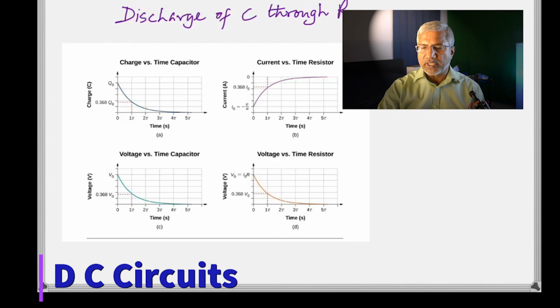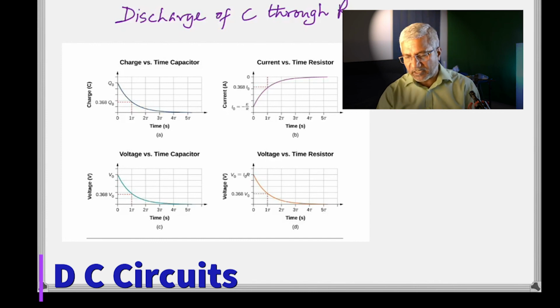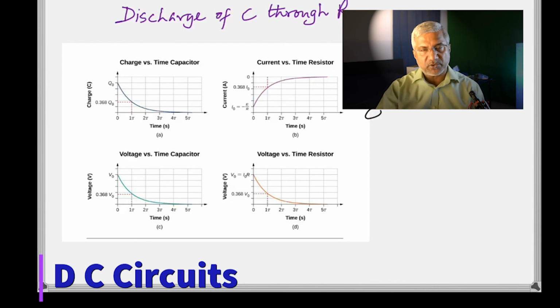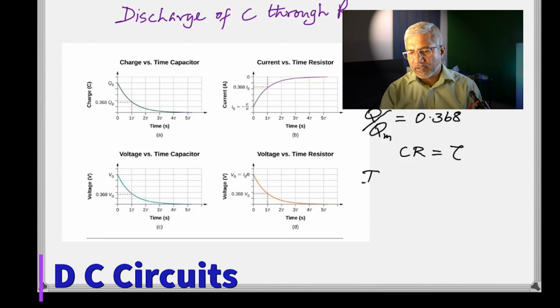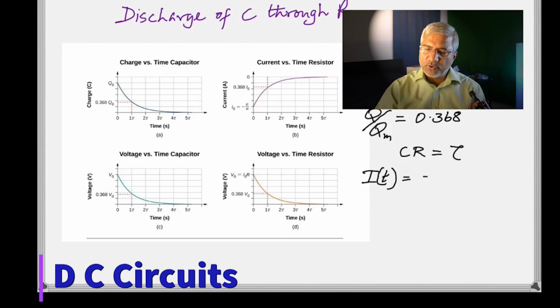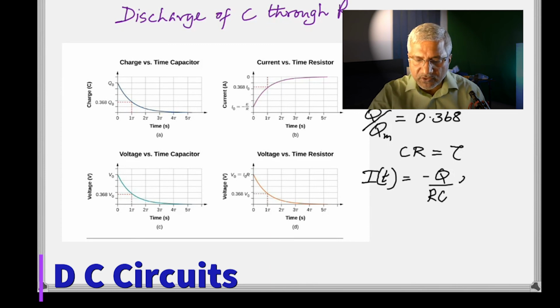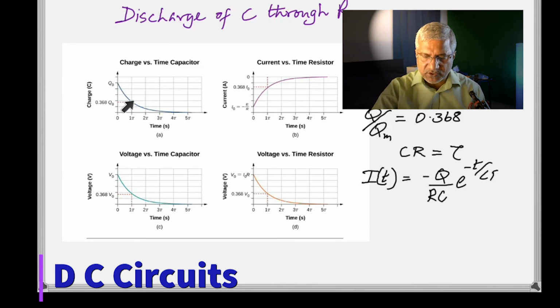So you get Q is Qm e raised to minus t by CR. In this equation, if you put t equal to CR, what are you going to get? You get e raised to minus 1, and then Q is equal to Qm times e raised to minus 1, and then Q by Qm will give you 0.368, because e raised to negative 1 is 0.368. So once again, during discharge, you can see in this diagram that after one time constant, the charge has fallen to 36.8% of the maximum. And then I found the expression for current like before. This is what I get.